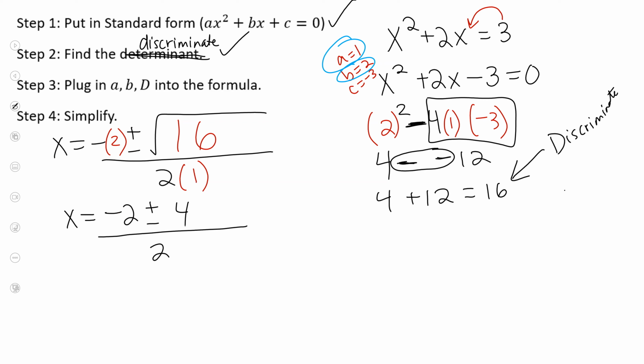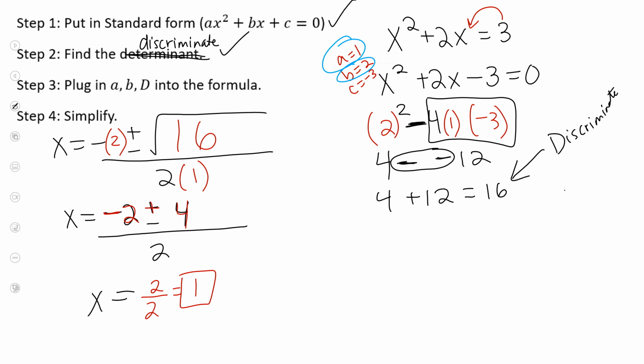So guys, let's go ahead and simplify this. X equals, we're going to get 2 answers. Follow my pen. I have negative 2 plus 4. What is that? Negative 2 plus 4. You can also use a calculator. Yep, it's 2. Then divided by 2. What's 2 divided by 2? 1. So that's one of your answers.